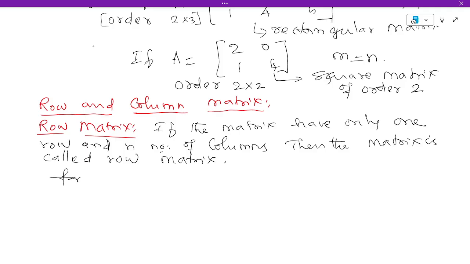For example, only one row should be there, that means A11, A12, A1n. So how many rows are there? Only one row is there. How many columns are there? N columns are there, n number of columns are there. This is called the row matrix.